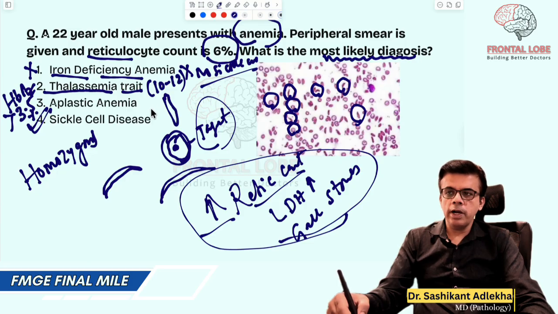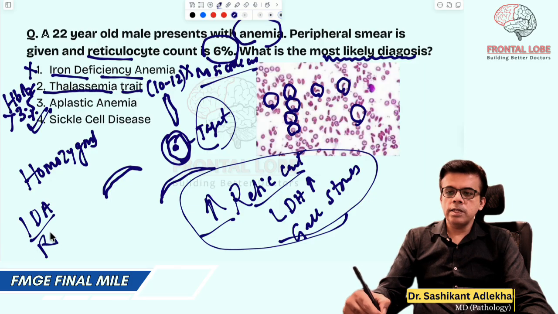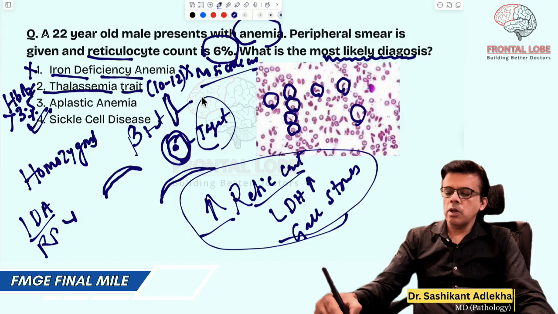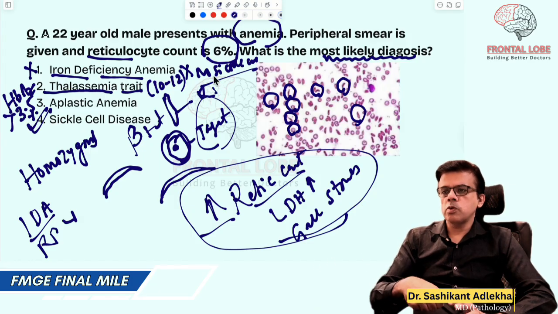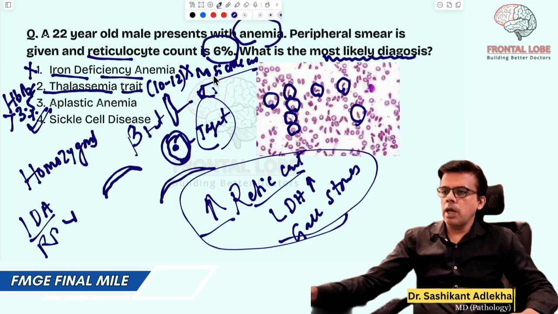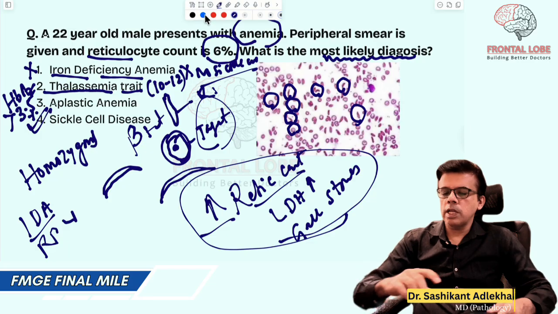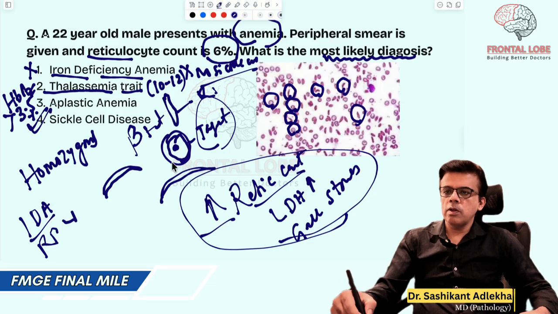How to differentiate between iron deficiency anemia and thalassemia trait? In IDA, iron deficiency anemia, the RDW, red cell distribution width, is very high, whereas in beta thalassemia trait you will see that the RDW is normal to low. So this is not the case over here, and the diagnosis is not thalassemia trait, so we will rule it out.